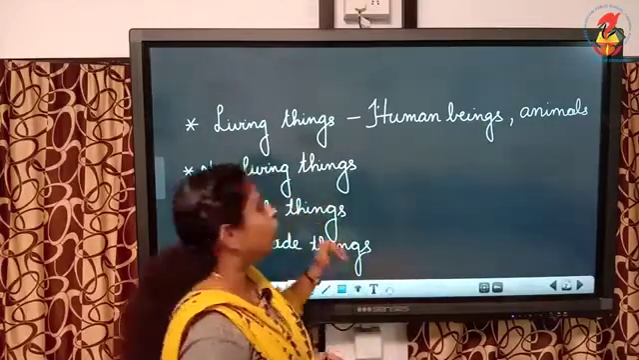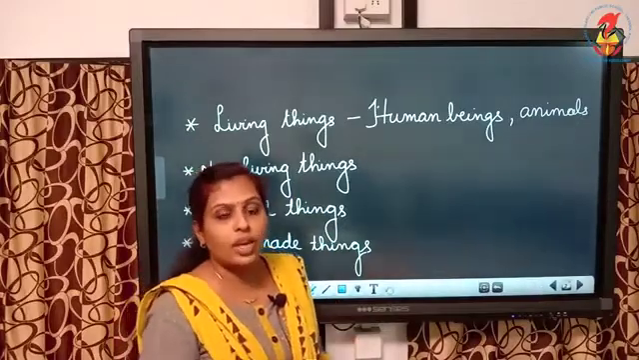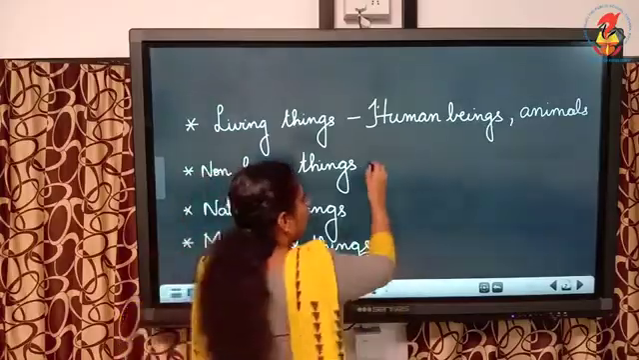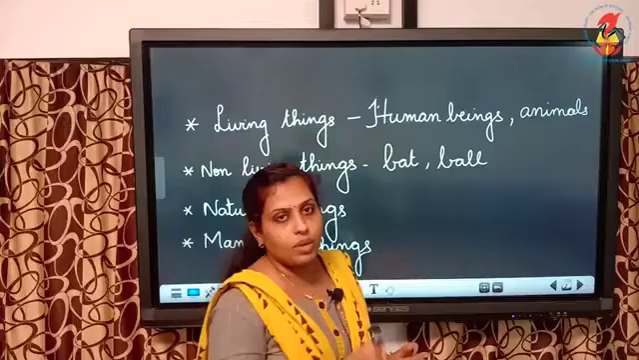Now moving on to the non-living thing. Non-living things don't have life. They don't have any of the qualities of a living thing. For example, bat, ball, and so many other things you may be knowing.